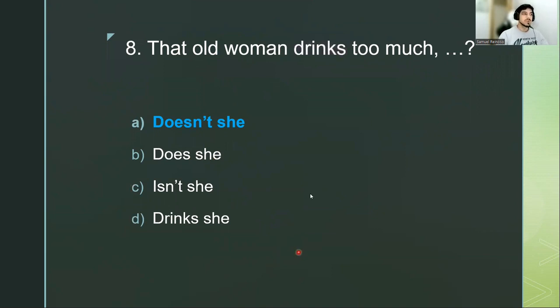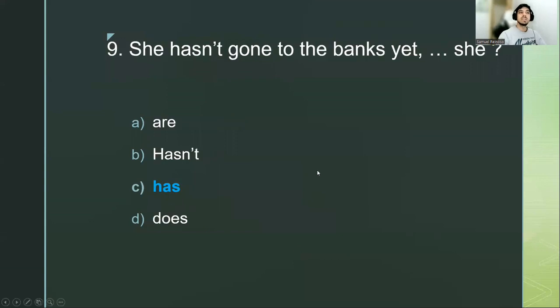Let's see. Next question. Question number 9. She hasn't gone to the banks yet. Has she? Okay, that is the last one that is similar, okay? So, just to know that you understand, I'm pretty sure that you understand. So, she hasn't gone to the banks yet. ¿Verdad? No ha ido aún a los bancos. ¿Verdad? Good. So, let's take a look at the verbs.